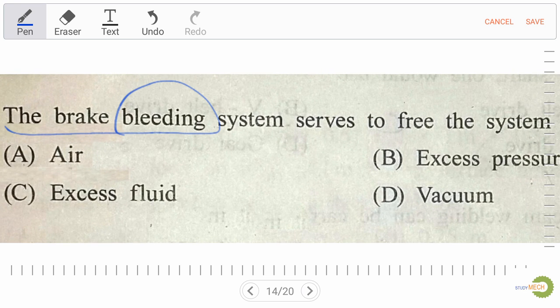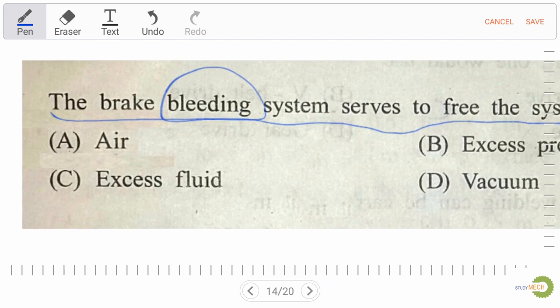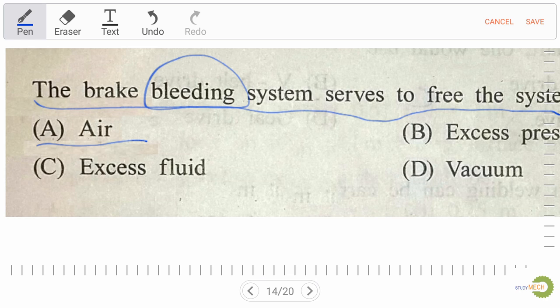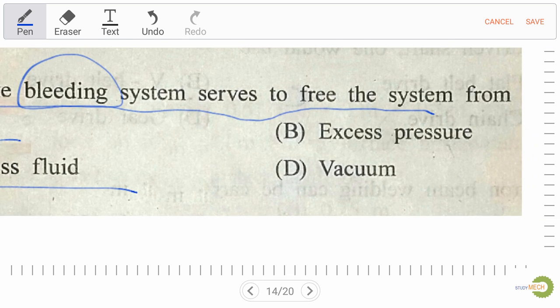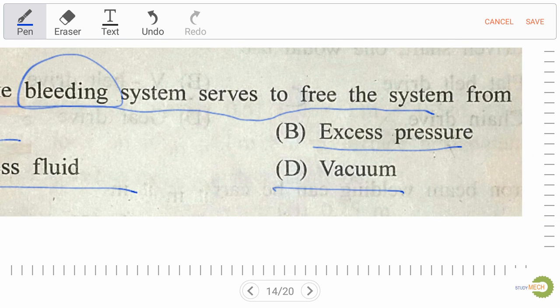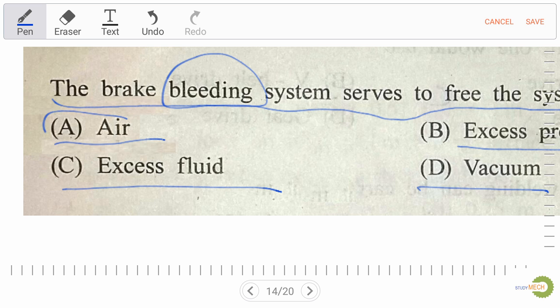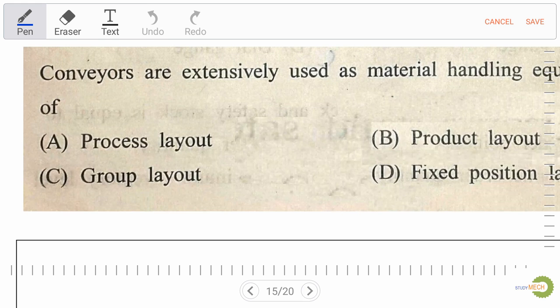The brake bleeding system serves to free the system from option A, air, option B, excess fluid, option C, excess pressure, and option D, vacuum. Our right answer is option A, air. Always remember. Now let's move to the next question.